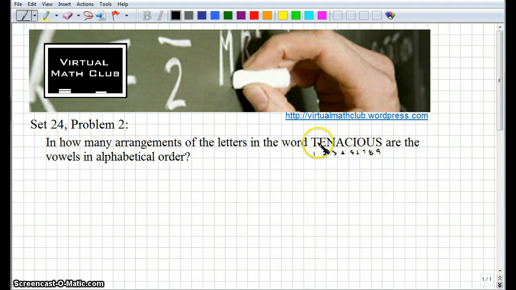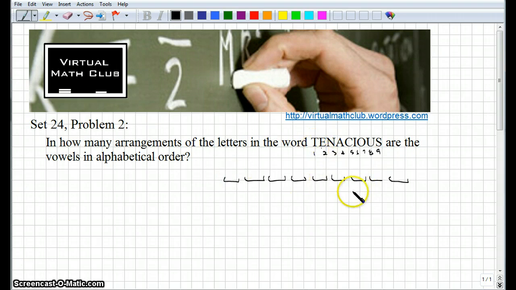And let's look here. All of these letters are different, right? We don't have any other T's or E's or N's or A's or C's or I's or O's or U's or S's. Okay, so they're all unique letters. And so let's take a look at this. We've got 9 spots to arrange the letters, right? So let's just draw these little placeholders for the letters. 1, 2, 3, 4, 5, 6, 7, 8, one more, 9. Okay, so there's 9 slots.